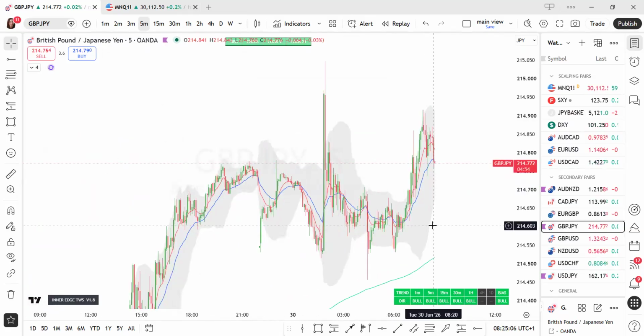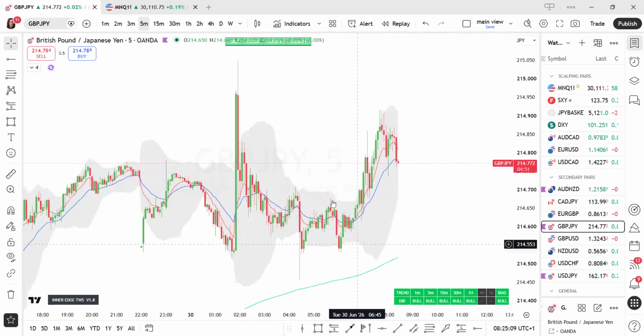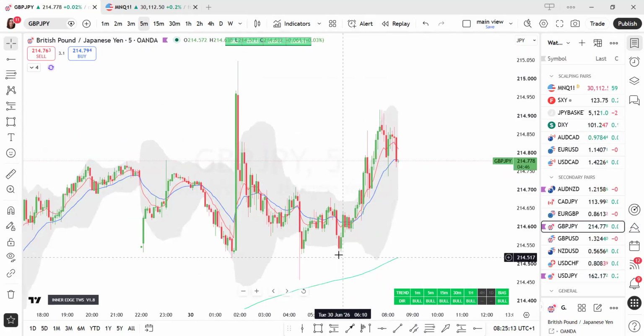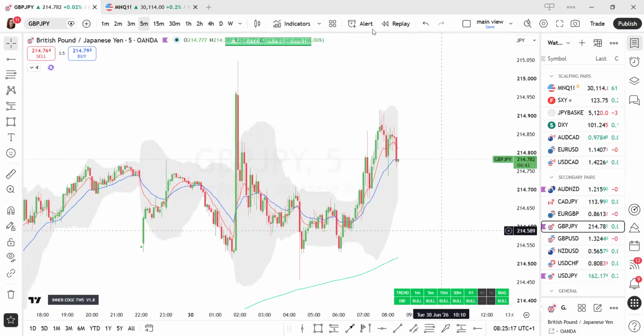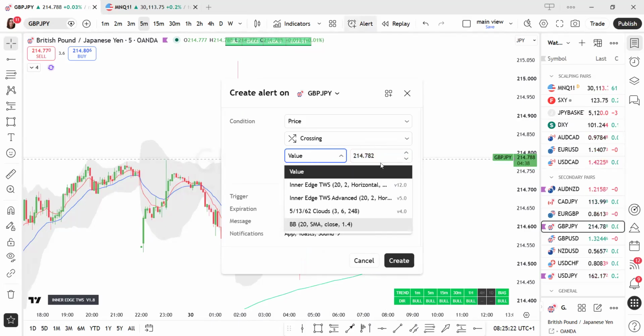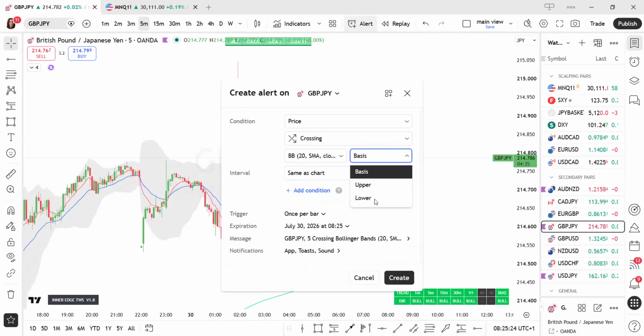GJ. This is done. Targets are pretty much up here. Breach, cross, retest. So for me, I want to pull back through the Bollinger Band on this one. I want a lower Bollinger Band hit on that one.